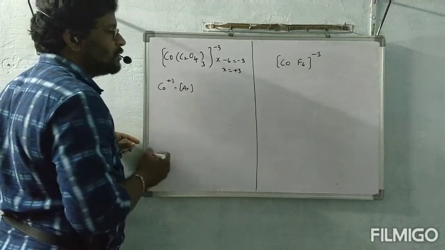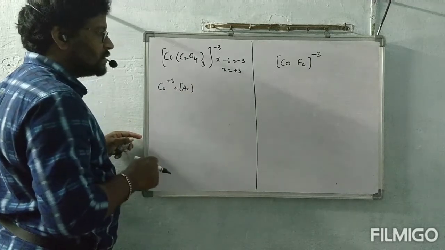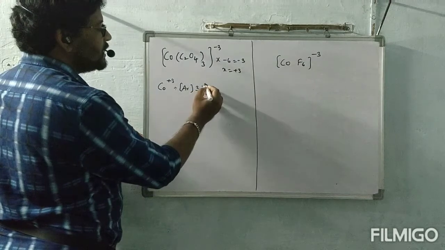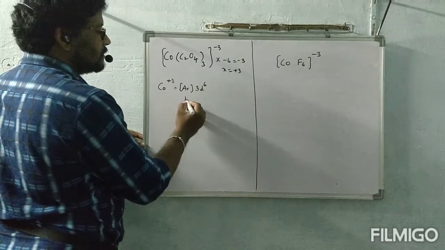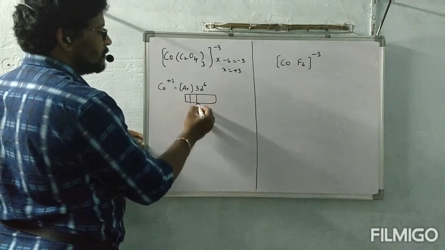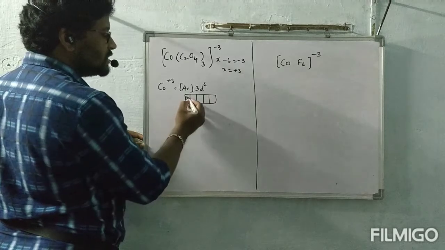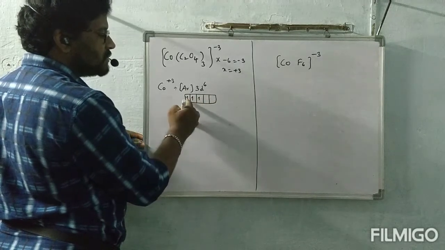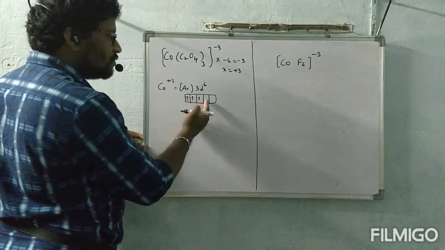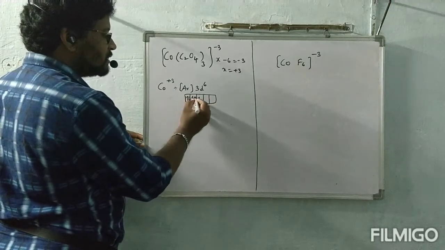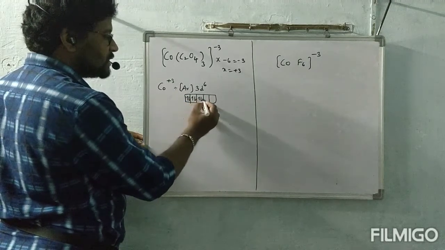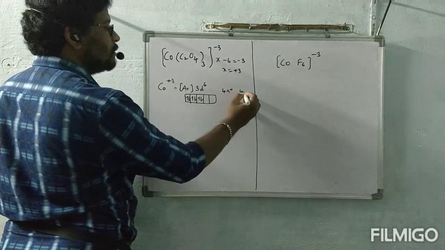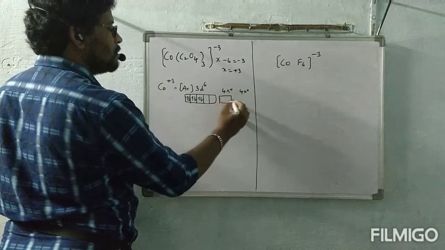Argon 4s2 3d7, two electrons are lost and it becomes 3d6. This was previously 3d5, this is 3d6. 3d6 means, if Hund's rule is followed, the 6th electron must be coming here. But here the 4th and 5th electrons pair with these, and the 6th electron is paired here. Okay, then 4s0, 4p0.